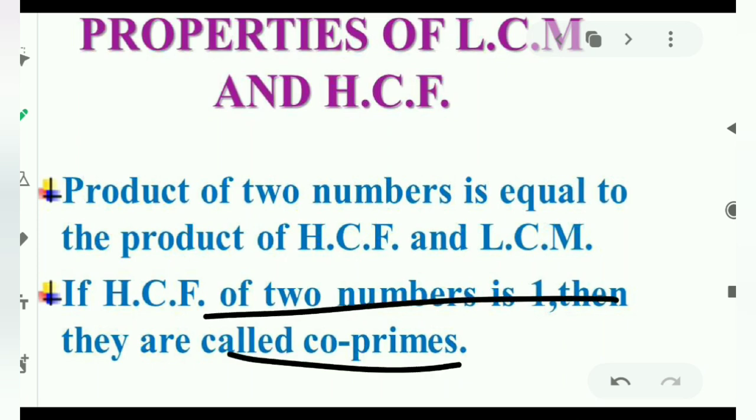First property, the product of two numbers. If we take two numbers a comma b, and if we get HCF and LCM for that, we can equate it and we can check a into b is equal to HCF into LCM. Next thing, this property we have seen in the very first lecture also, isn't it? If the HCF of two numbers is 1, then they are called as coprimes. In other words, coprimes are the two numbers with no factor in common.